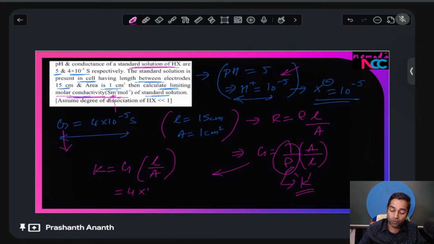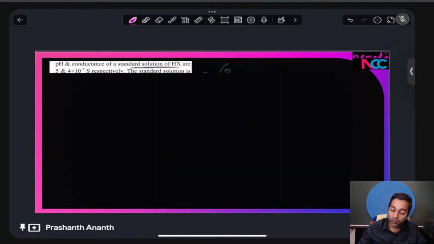So it works out as 4 into 10 power minus 5. But now we have to bring it into meters completely, so we'll have to write everything into meters. So it works out as 15 into 10 power minus 2 divided by 1 into 10 power minus 4. I forgot to copy the question, but sure, it's okay.